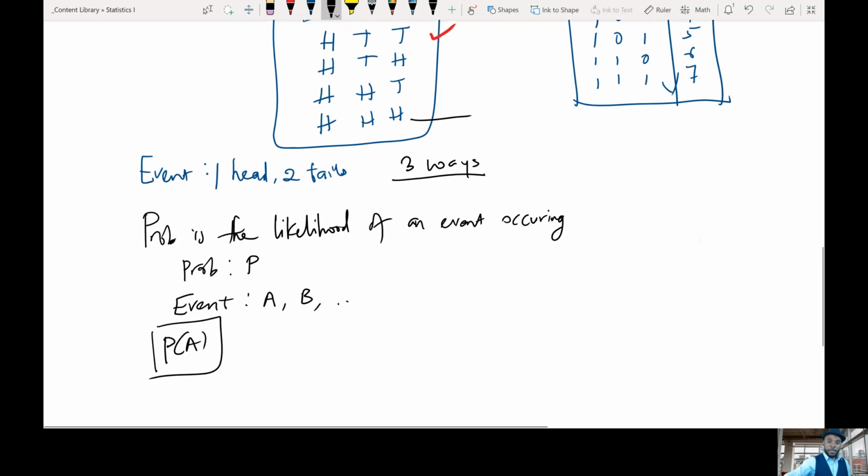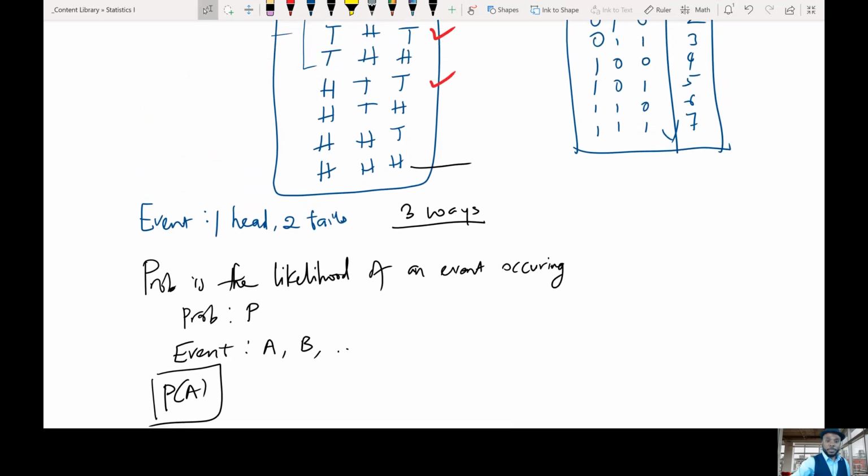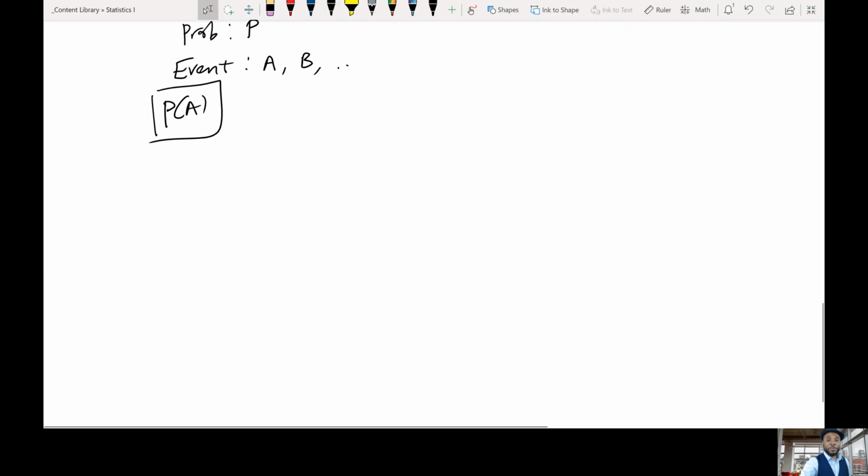So if this was my event here, the event size is 3. So the probability of A will be equal to the number of ways, which is 3, divided by the sample size, which is 8. That will give us the probability of A. But I'm jumping the gun. Let's talk about probability. There are generally 3 types of probability.